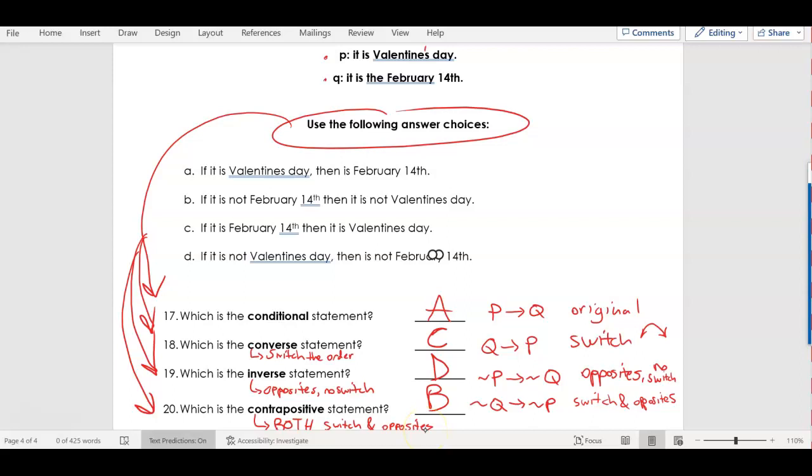Cool. So that is it. That is your review. You have to finish this review. You have to study this review, and then you can bring it tomorrow for the test.